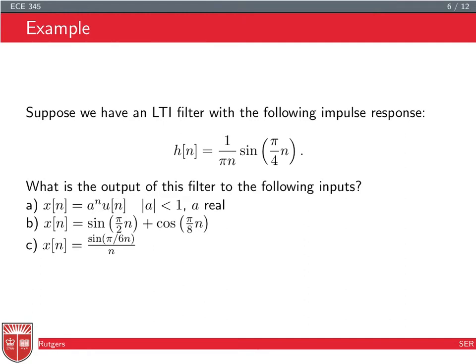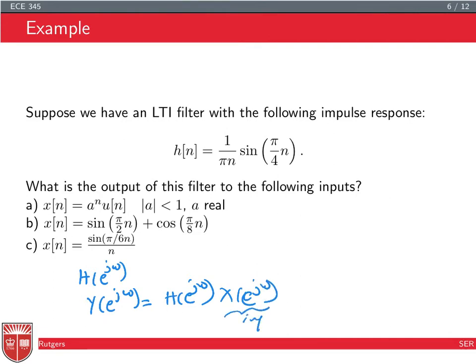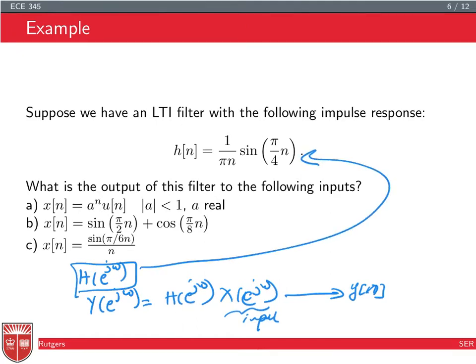So first we're going to find H of e^{jω}, and then find Y of e^{jω} equal to H of e^{jω} times X of e^{jω}, and this is the input. And then once we have Y of e^{jω}, we can find y of n. So the first step is to find Y of e^{jω}, and I don't know if you remember, this function that looks like the sinc function.